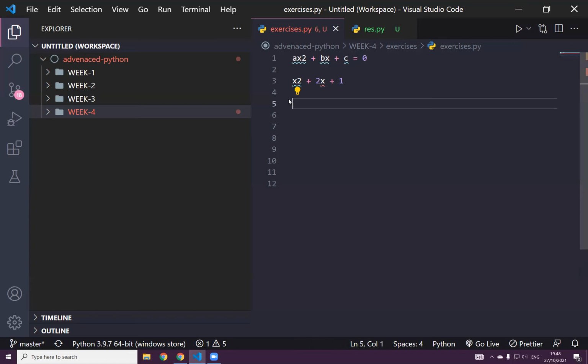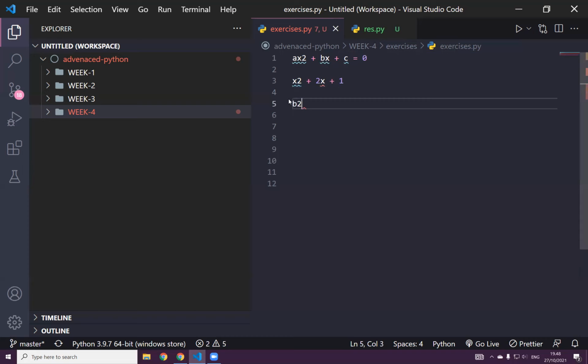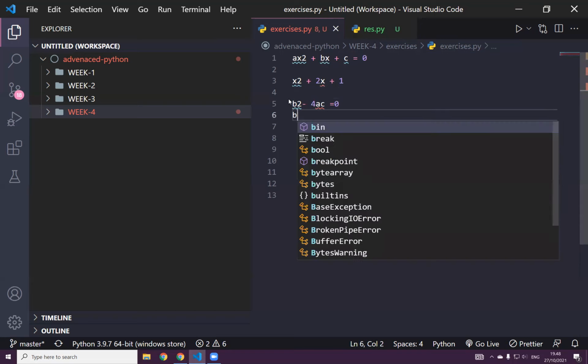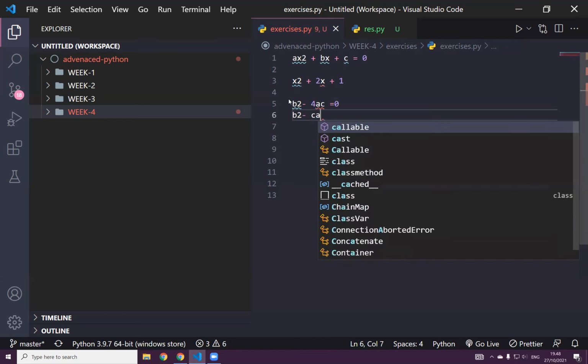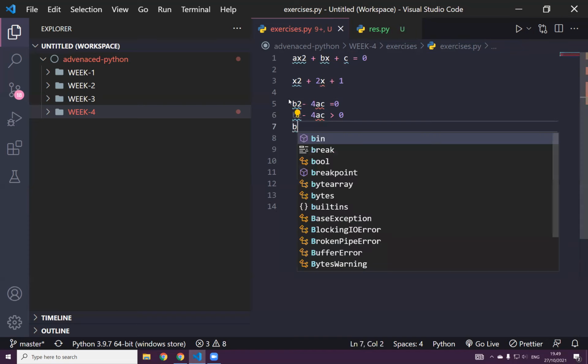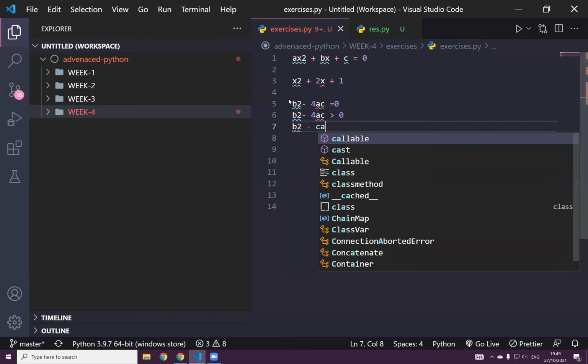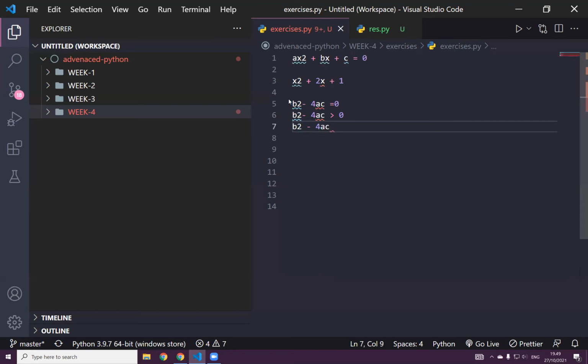If b squared minus 4ac is equal to 0, then it will have one solution set. If b squared minus 4ac is greater than 0, it will have two solution sets. If b squared minus 4ac is less than 0, no solution set at all.